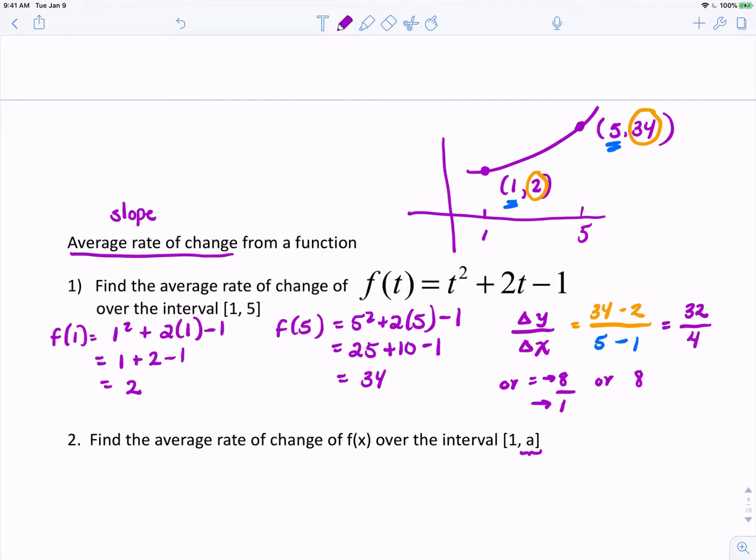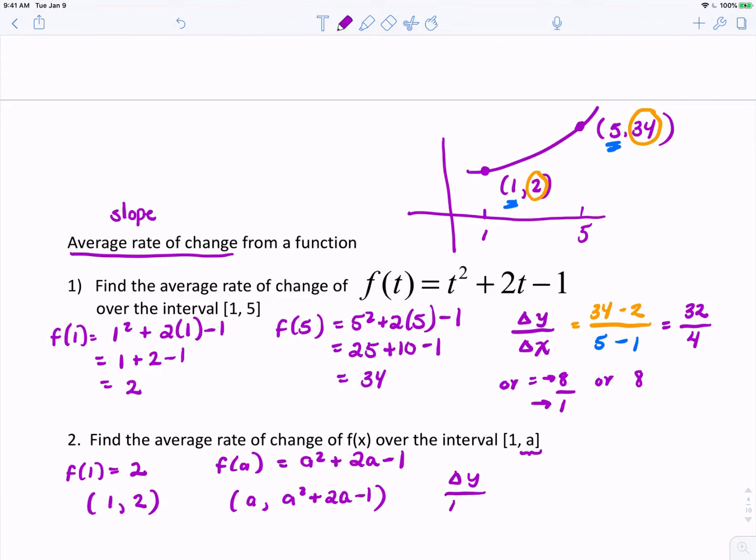All right, so just like before, we're going to find our points. We already know that f of 1 is 2, so our first point is (1, 2). Now let's find out what f of a is. f of a would be equal to a squared plus 2a minus 1. And so our second coordinate, when we put in a, our y coordinate would be a squared plus 2a minus 1.